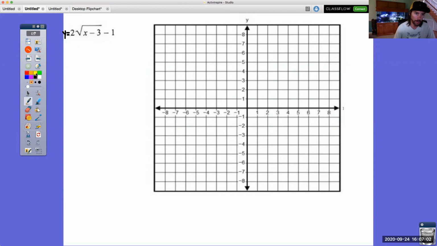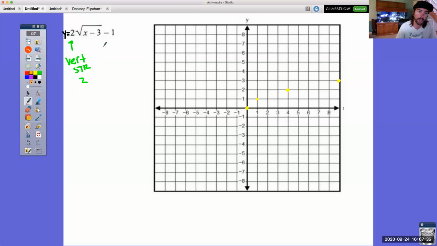All right, I'm going to start. If you're not ready, hit pause again. 0, 0. 1, 1, parent function. 4, 2. 9, 3. Connect them, but I don't want my picture to be too busy. Let's talk about the transformations. A 2 in front. That's your stretches and shrinks. Positive, no flip. Bigger than 1, vertical stretch. You're going to lift it up and it's going to rise faster.